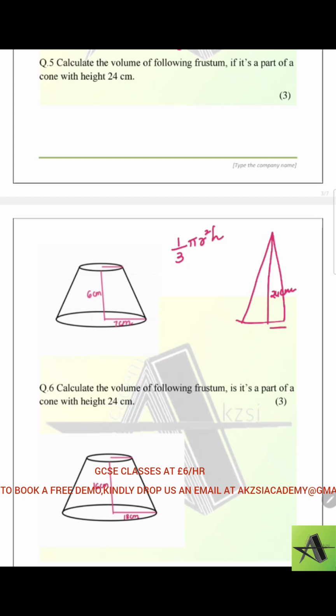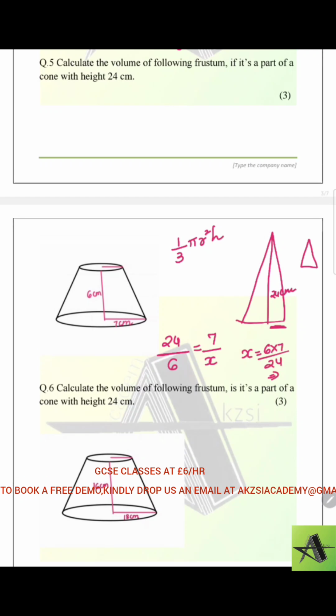and I should know r. So how can we calculate r? We can calculate r by the same thing, that the bigger cone and the smaller cone are proportional because they are similar figures. So the height of the bigger cone over the height of the smaller cone is equal to the radius of the bigger cone over the radius of the smaller cone. From here, x is equal to 6 times 7 over 24.